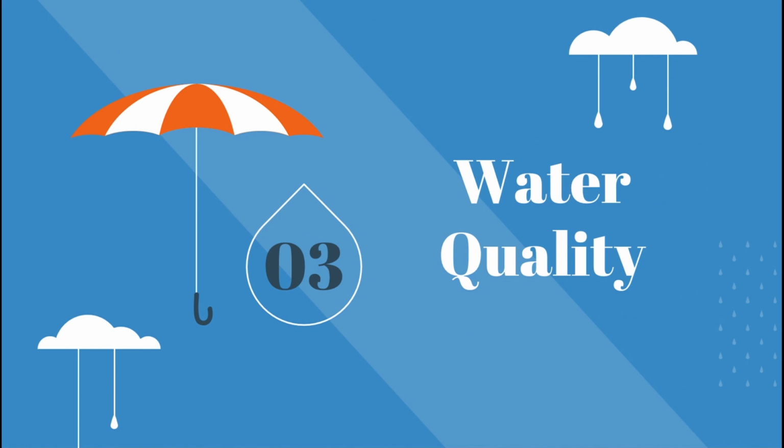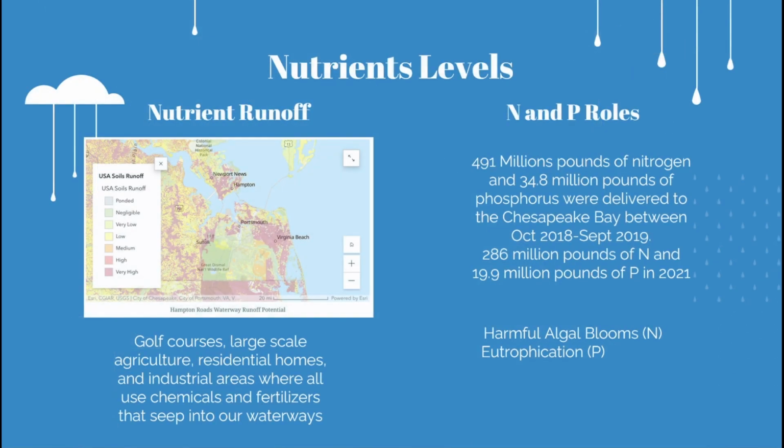Next, we'll talk about how the increased precipitation affects the water quality of the Chesapeake Bay. The increased precipitation impacts nutrient levels and causes nutrient runoff. Sources of nutrient runoff due to the increased precipitation can be heavily found in the Hampton Roads area, which has a population of almost 2 million.